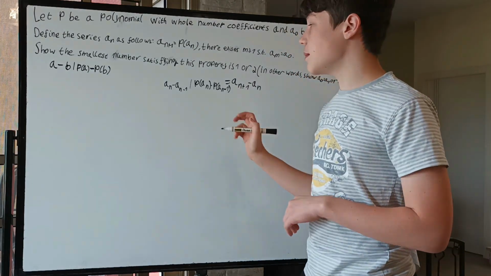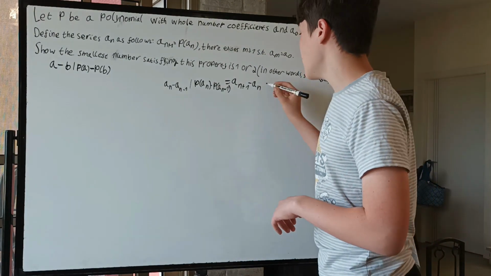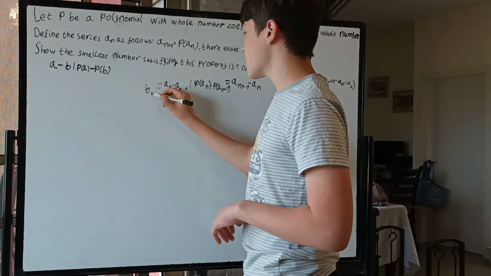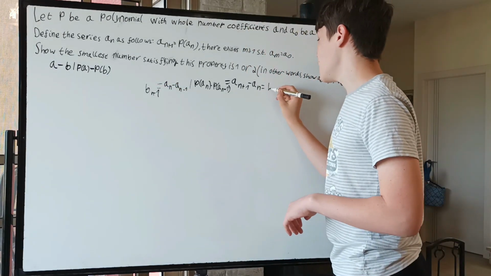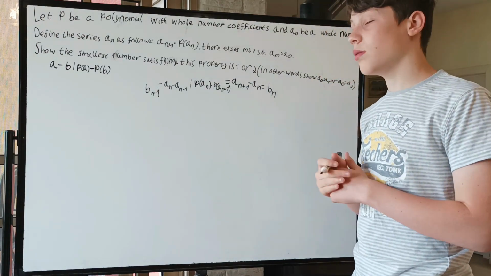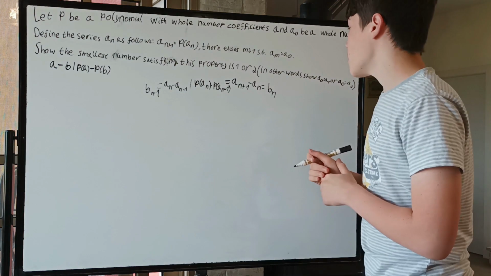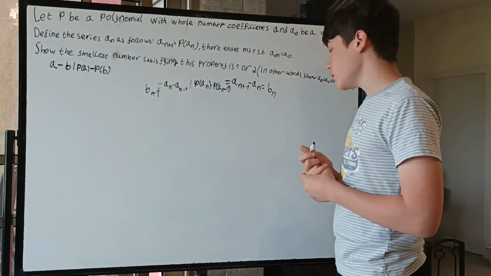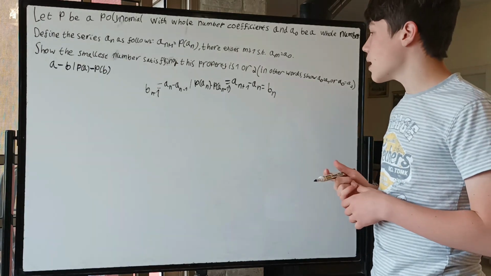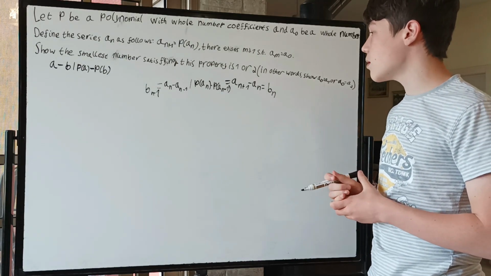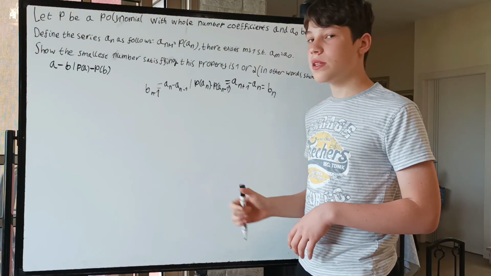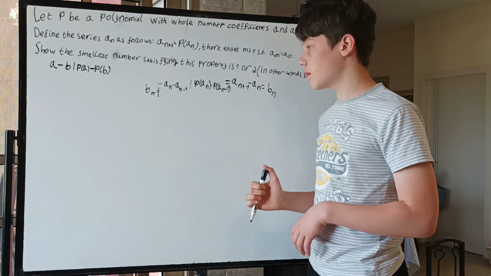Now, this seems like a very important fact, so let's label this as bn minus 1, and this as bn. So b0 is a1 minus a0, b1 is a2 minus a1, b3 is a4 minus a3, and so on. And now we know in our series that each term divides into the next term.